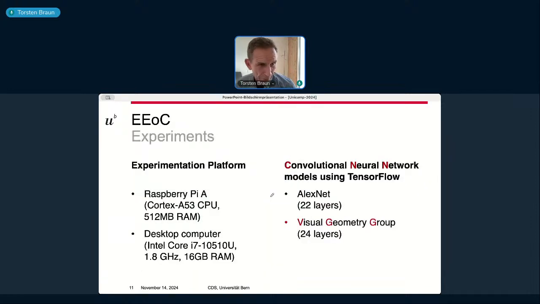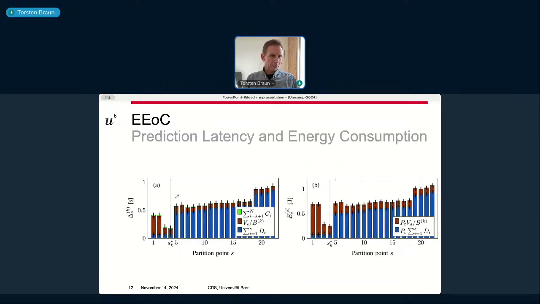All the experiments I showed today are based on real-world experiments in the lab. So there is not a single simulation. Here you see the experimentation platform. We first used Raspberry Pi devices as IoT devices, and a desktop computer as an edge server. We have convolutional neural network models using TensorFlow. These are the two models we experimented with, and what you see here is the delay.